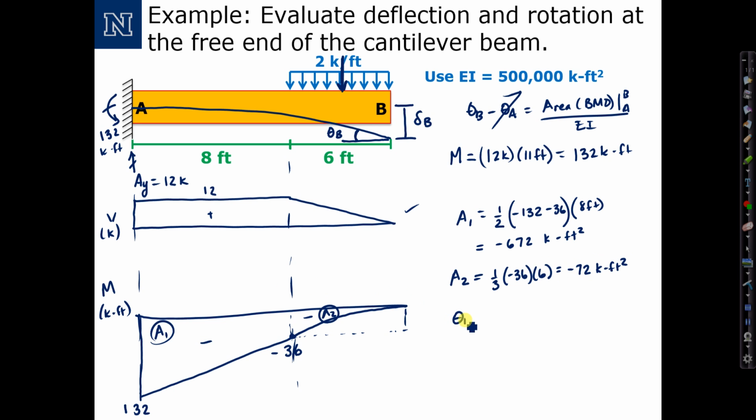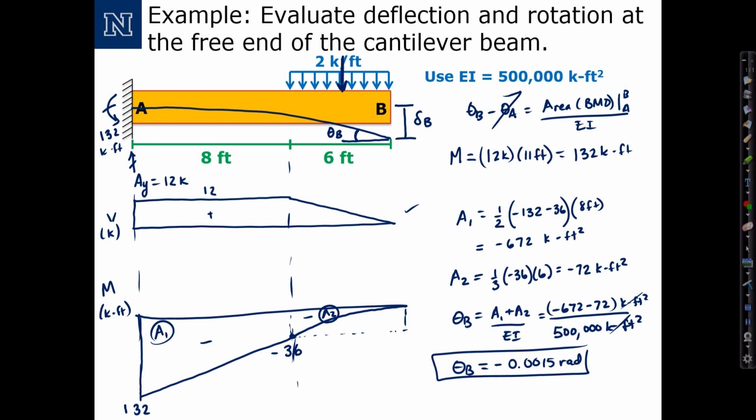So now theta B is equal to A1 plus A2. We'll just add the areas together over EI, equals negative 672 minus 72 kip feet squared divided by EI, which is given as 500,000 kip feet squared. Those units cancel, which is good because theta B should be unitless. It's a rotation, and actually the units are radians, negative 0.0015 radians.